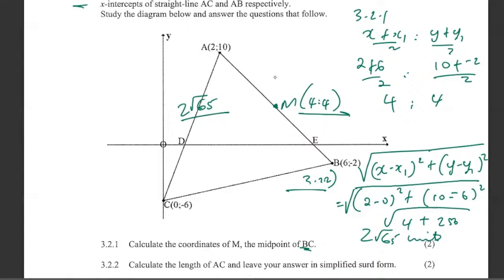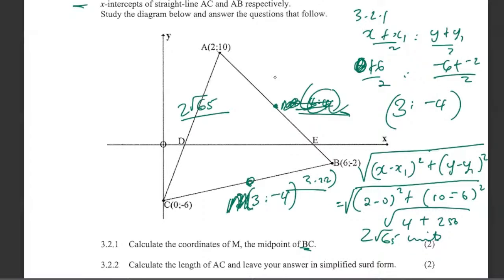Oh, wait a minute. 3.2.1, they say BC, not AB. BC, let's just go back and fix that. BC. So which means, thank you for noticing, this is a zero. And then this is going to be negative six. Someone picked that up. Okay, so that's going to be a 3 and negative 8 over 2, which is negative 4. So this is 3 and negative 4. Thank you. That is the correct M. All right, so 2 root 65 becomes our answer.